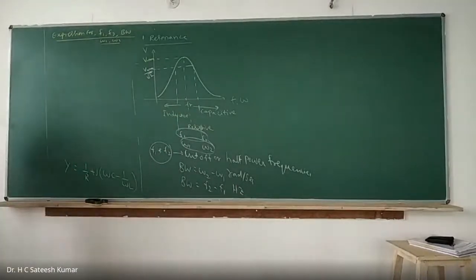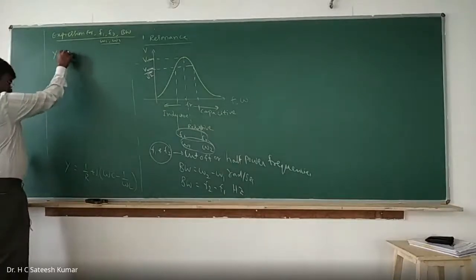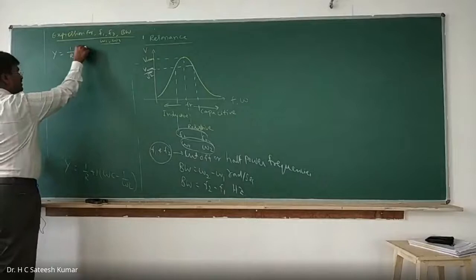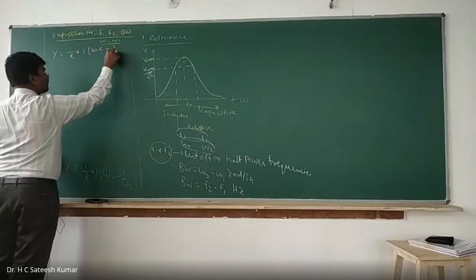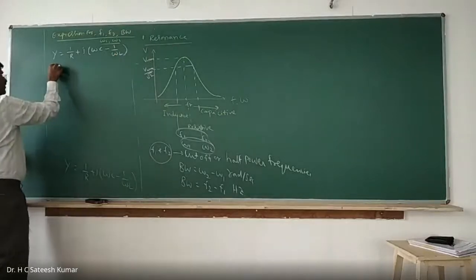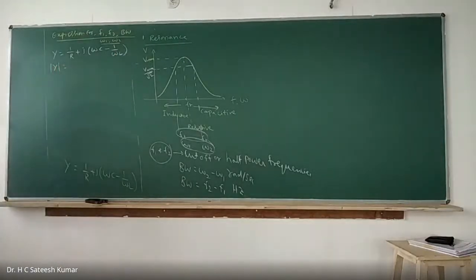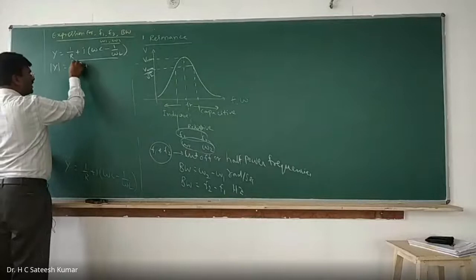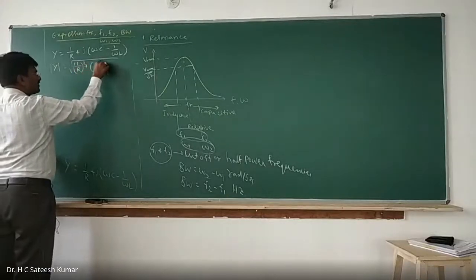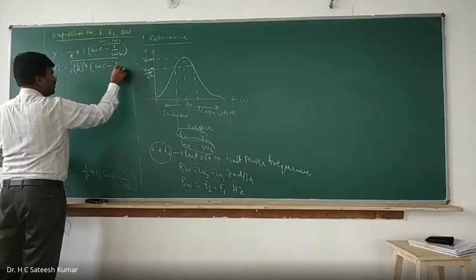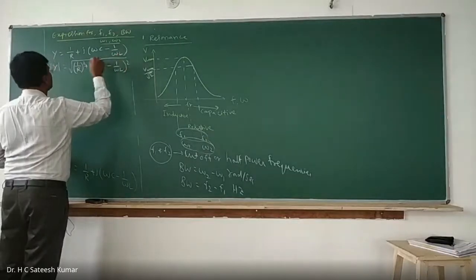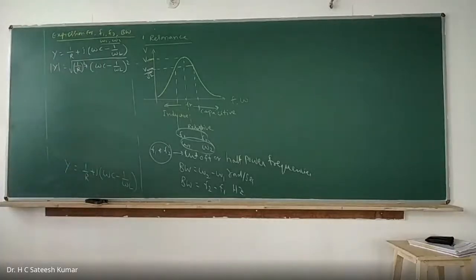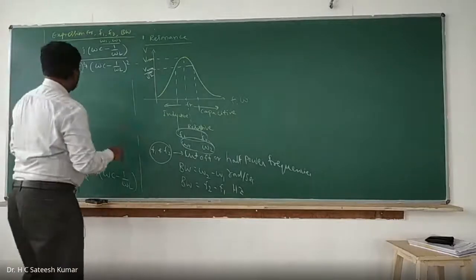If that is the case, we all know that Y is equal to 1 by R plus j into (omega C minus 1 by omega L). Magnitude of Y is equal to the square root of (1 by R) whole squared plus (omega C minus 1 by omega L) whole squared, under the square root. That is your Y. Okay, right. Now, at resonance, what will happen to the admittance? Observe carefully.